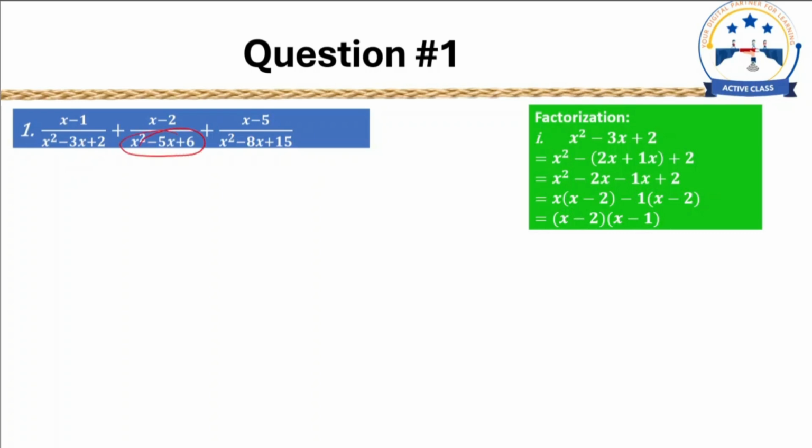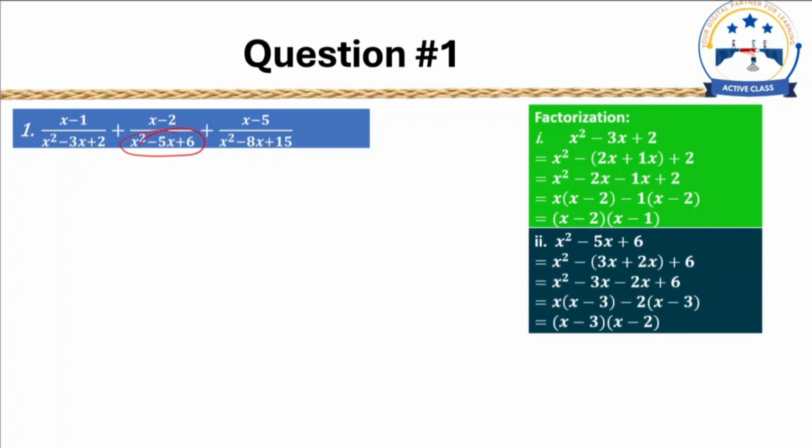Likewise, the denominator of the second fraction can also be factorized the same way. By using the 2 factors of 6, we have to form 5x. In front of 6 there is plus, so we need to add those 2 factors. 3 times 2 is 6 and 3 plus 2 is 5. So 5x will be split into 3x and 2x. Now if you open the bracket, plus 2x becomes minus, and then take x common from the first pair, there remains x minus 3. Take minus 2 common from the second pair, so there remains x minus 3. Ultimately our factors are x minus 3 and x minus 2.